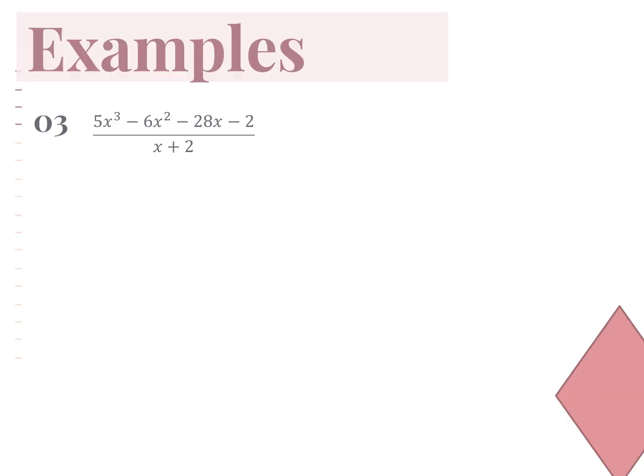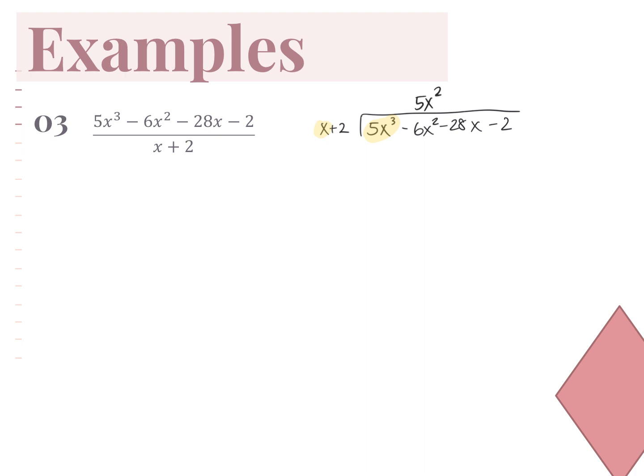So we keep going. Now we're going to go to a longer problem. Again, same concept though. My numerator is my first term, and notice that my x's go in descending order. 5x cubed minus 6x squared minus 28x to the first minus 2, which is the constant, and my divisor is just x plus 2. So when I start this problem, I'm going to look at 5x cubed and the x, and I'm going to divide 5x cubed by x, and I'm going to get 5x squared.